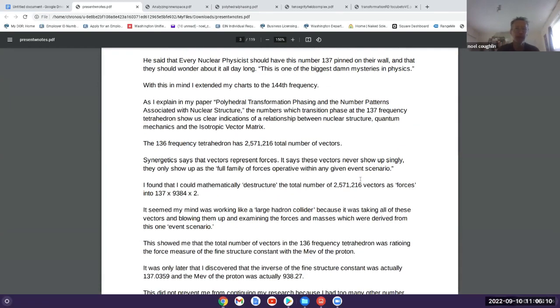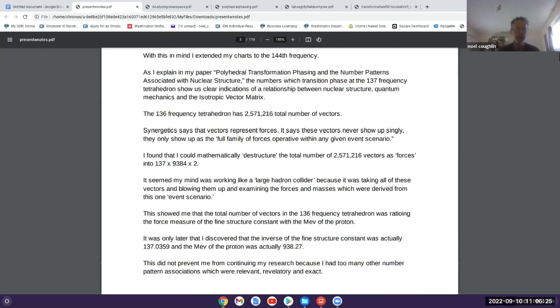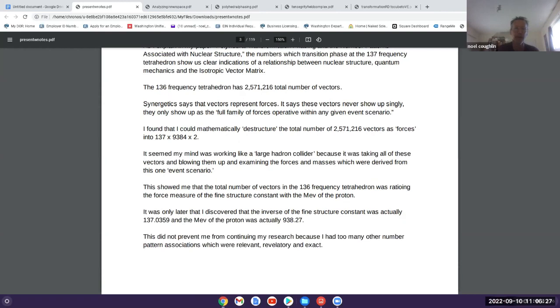As I explained in my paper, Polyhedral Transformation Phasing and the Number Patterns Associated with Nuclear Structure, the numbers which transition phase at the 137 frequency tetrahedron show us clear indications of a relationship between nuclear structure, quantum mechanics, and the isotropic vector matrix. The 136 frequency tetrahedron has 2,571,216 total number of vectors.